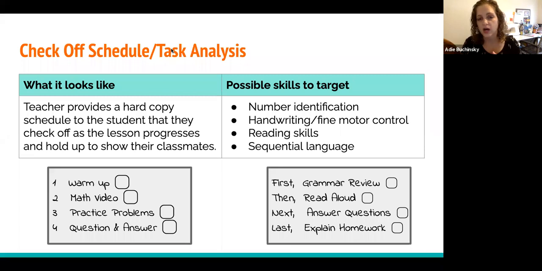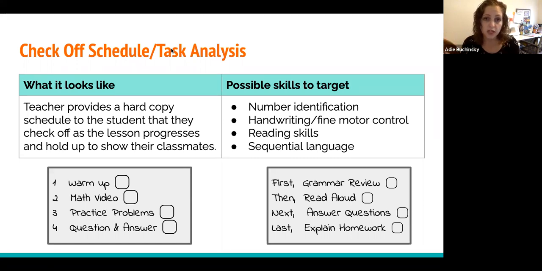Another example on the right-hand side just has some different language options depending on the skills you want to incorporate for the student. So some possible skills you might be targeting in this way are number identification, as in the example on the left, handwriting and fine motor control, depending on how the student is marking. They might be crossing off if they have a line writing goal, or they might be making a check mark or circling or blacking out depending on their fine motor abilities.